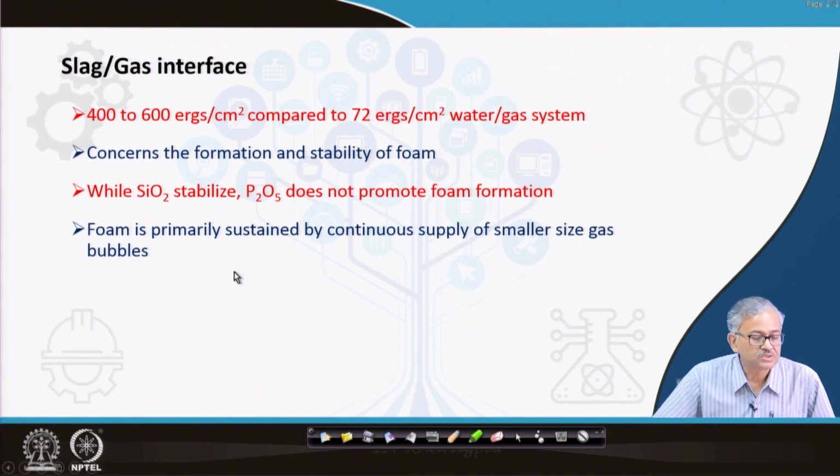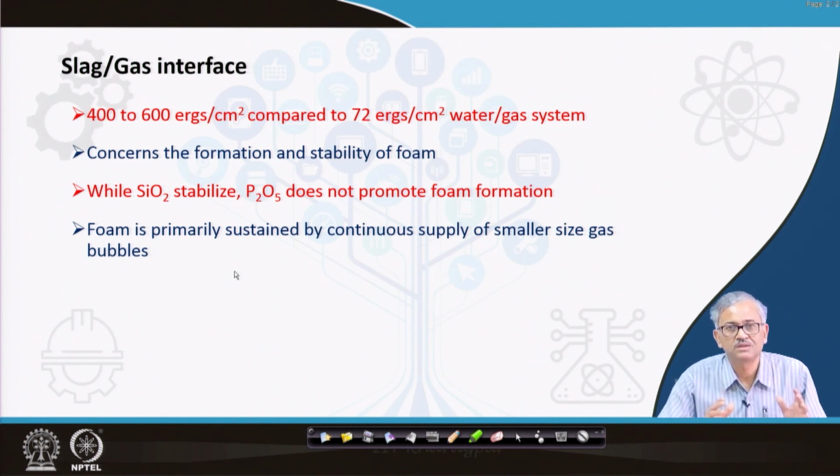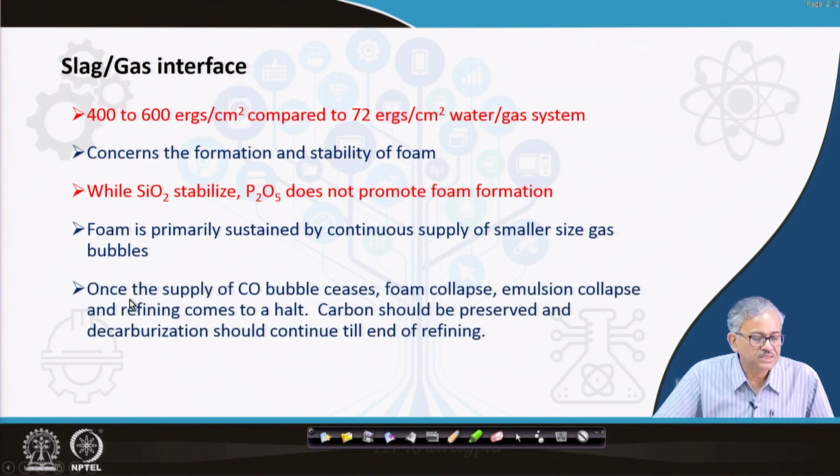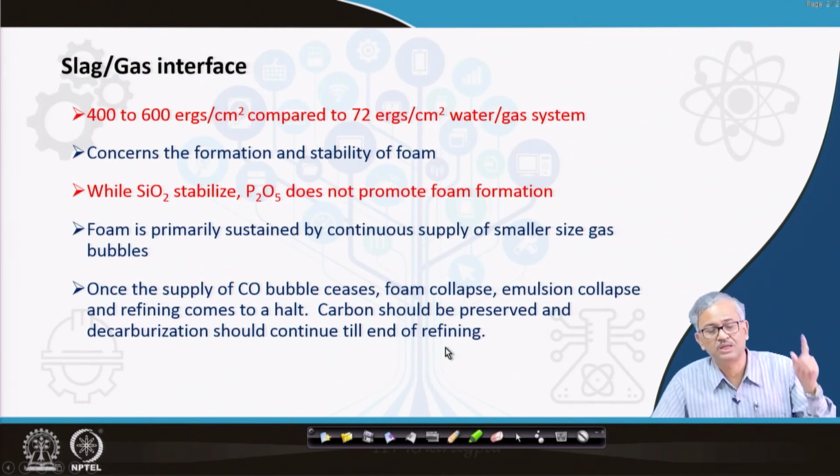So in case of the LD refining, carbon has to be preserved to the end of the process, such that decarburization continues to the end and it sustains the foam as well as the emulsion. Only once the supply of CO bubbles ceases, foam collapses, emulsion collapses, and refining comes to a halt. Carbon should be preserved and decarburization should continue till the end of refining.